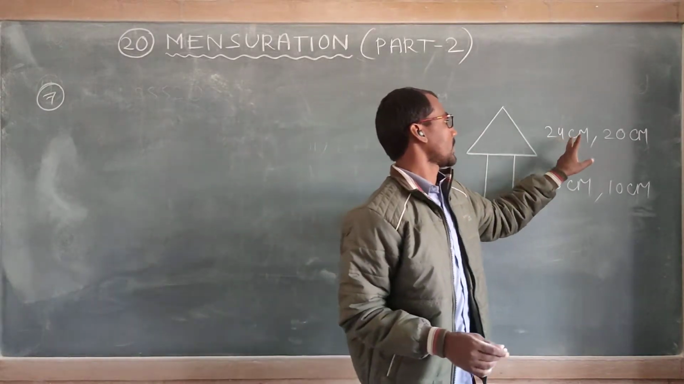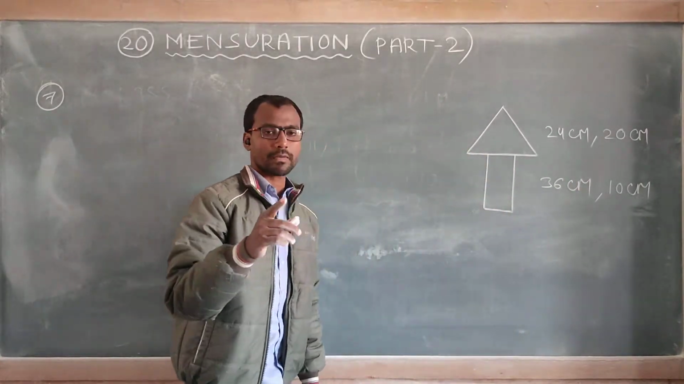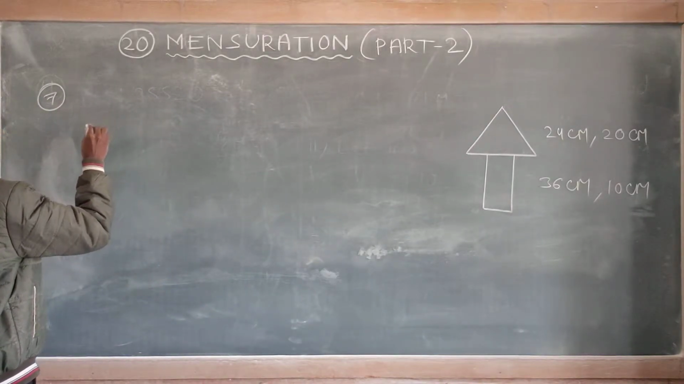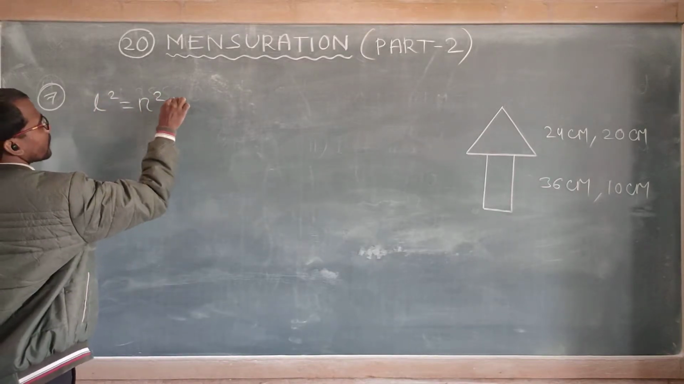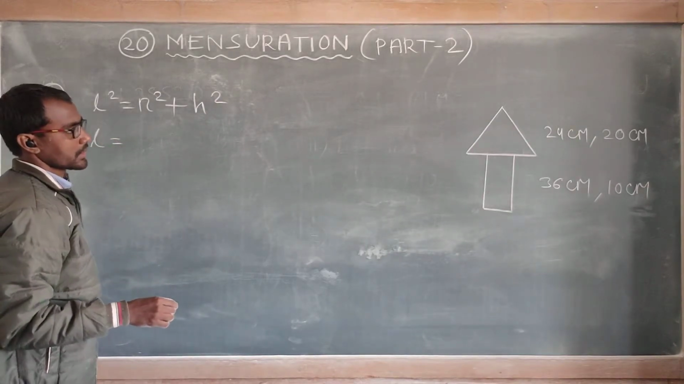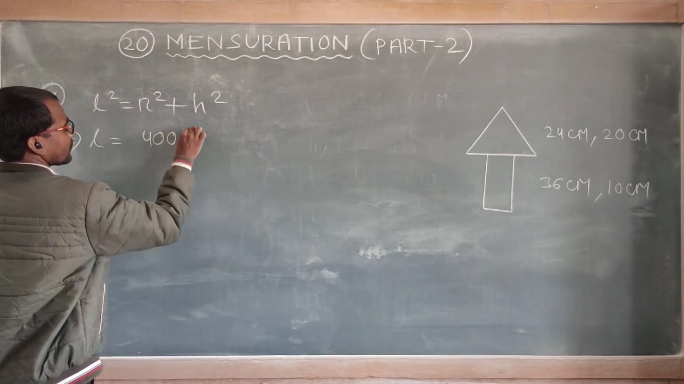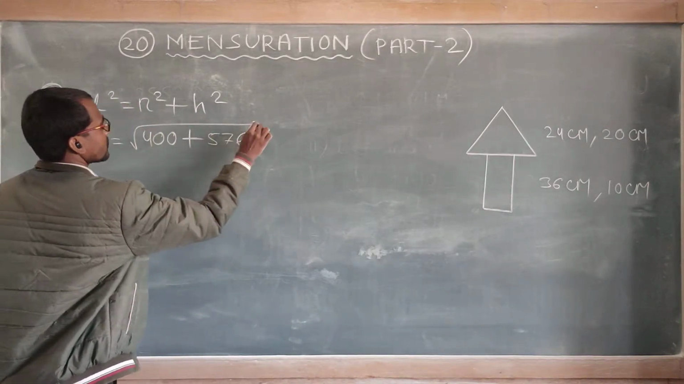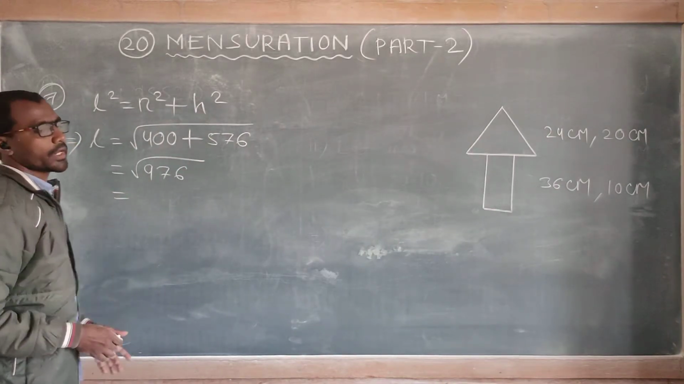So, this is the height of the cone, this is the radius of the cone. This is the height of the cylinder, this is the radius of the cylinder. We need surface area, means first we need to find the slant height of the cone, which is not given to us. So, L square is equal to R square plus H square. Radius is 20, so 20 square is 400. H square means 24 square, which is 576. Square root of 976.